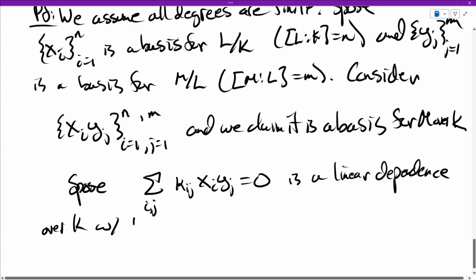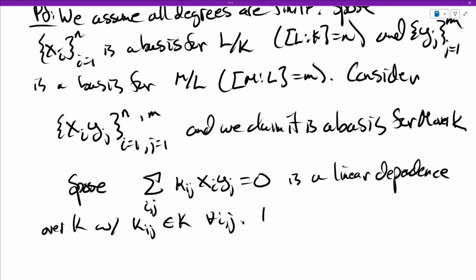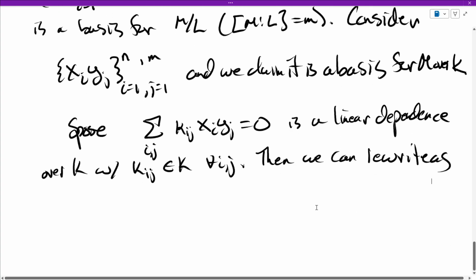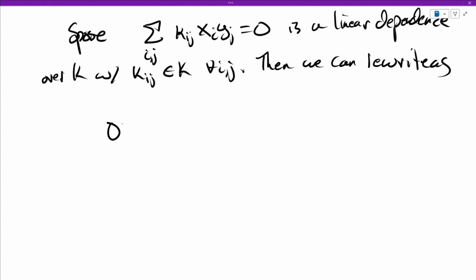So with, of course, k_ij in K for all i, j, like again, the obvious range here for i and j. Then what? Well, we can rearrange this. We can rewrite our sum as the following. Scroll down a little bit here. I'm going to put the 0 on the left.